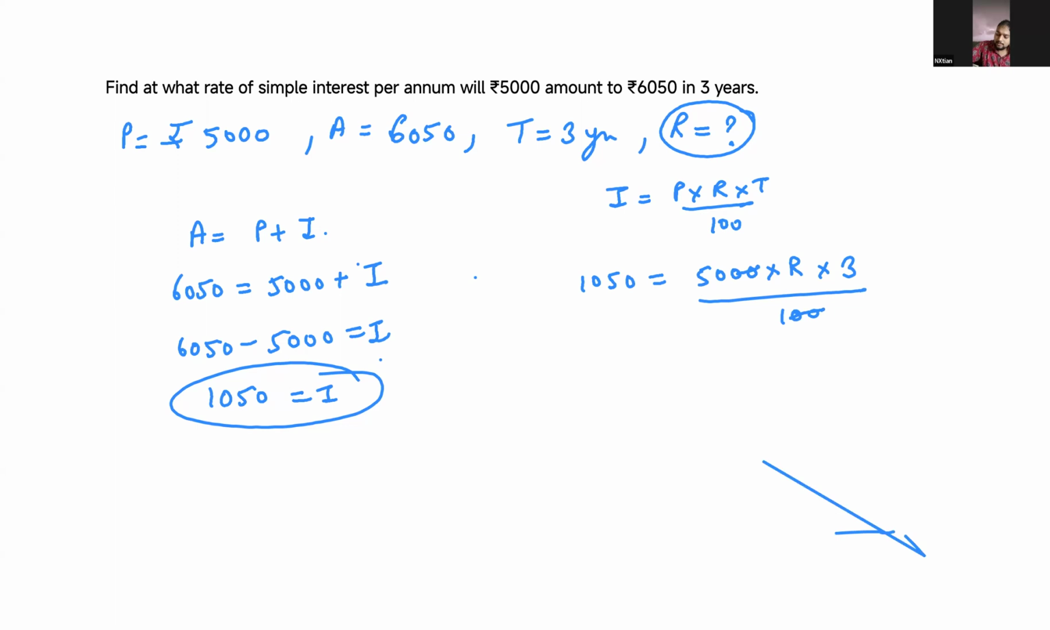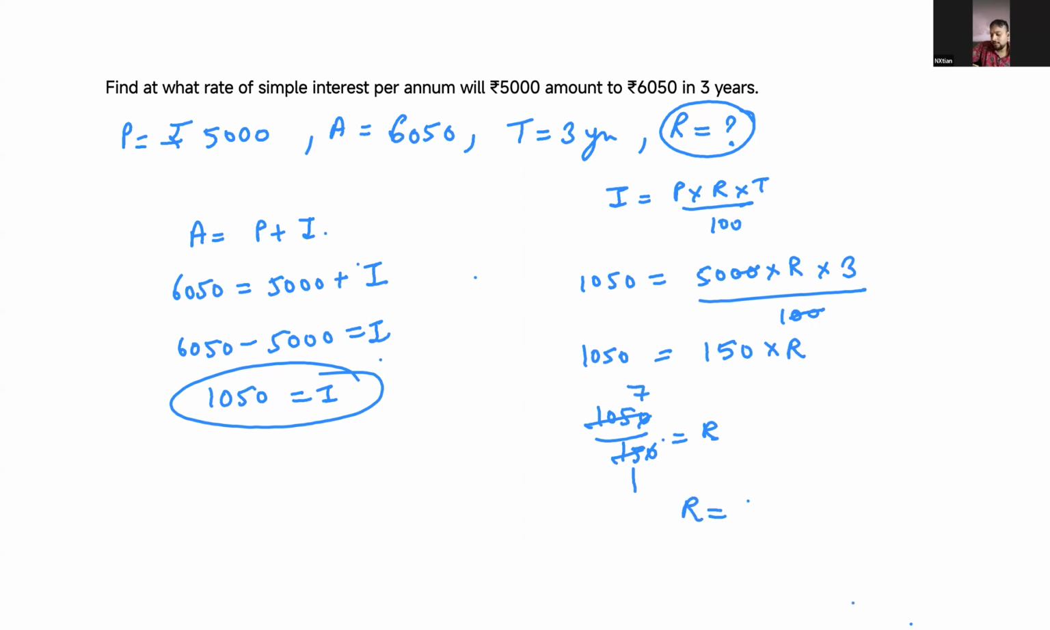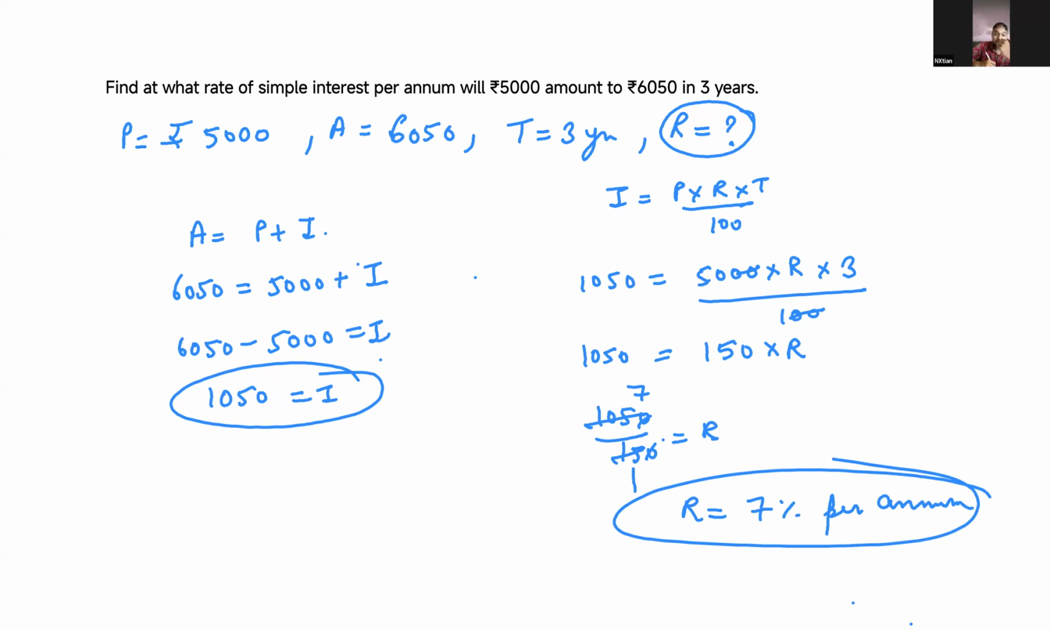Okay. So now it will become 1,050 is equal to 5 into 3, which is 150 into R. Yes or no? So now it is multiplication, it will become division. So 1,050 upon 150 is equal to R. Now when you cut it, it will become 7. So the rate is 7% per annum.